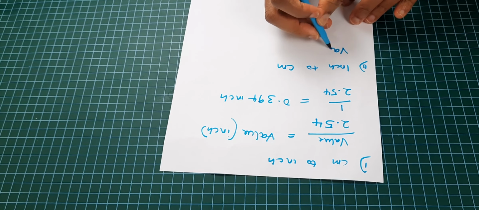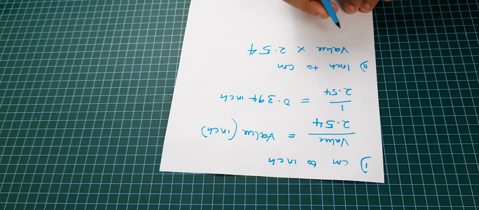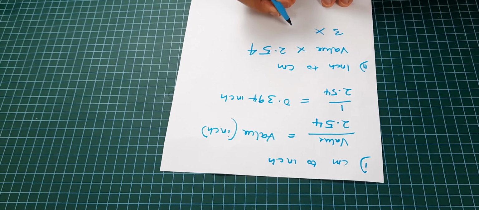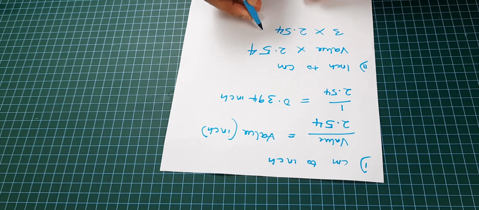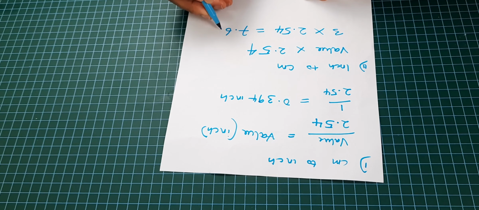Next is inch to cm. Multiply your value by 2.54. Example, 3 inches to cm. Multiply 3 by 2.54. That gives 7.62 in cm.